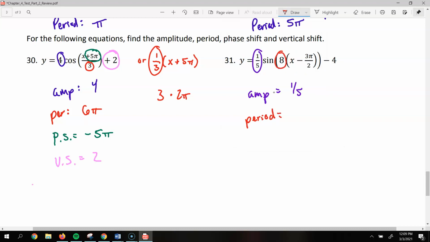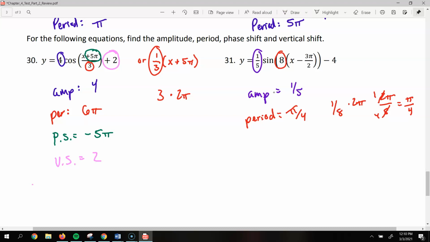I see that this 8 is written outside of there. That means we're taking 8 times those values, so we're going to take 8 times x. We take the reciprocal of 8, which would be 1/8. So that means it's going to be 1/8 the size horizontally. If I multiply that times 2 pi, I would get 2 pi over 8, and we want to reduce that. That reduces to pi over 4. I think I said 1/4 the size. It's going to be 1/8 the size, which means that it's going to repeat itself every pi over 4 radians.